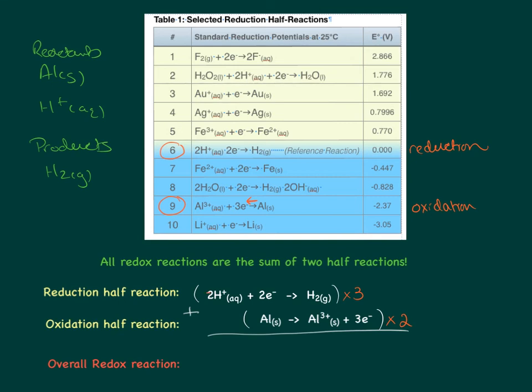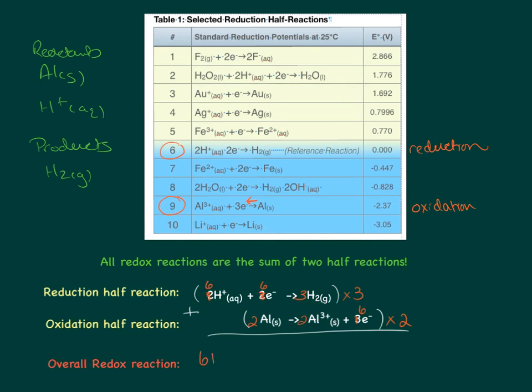So let's look at the top reaction first. 3 times 2 is 6. 3 times 2 is 6. And 3 times 1 is 3. And on the bottom reaction, 2 times 1 is 2. 2 times 1 is 2. And 3 times 2 is 6. So now we have 6 electrons being generated and 6 electrons being consumed. So we can go ahead and add our two reactions together.